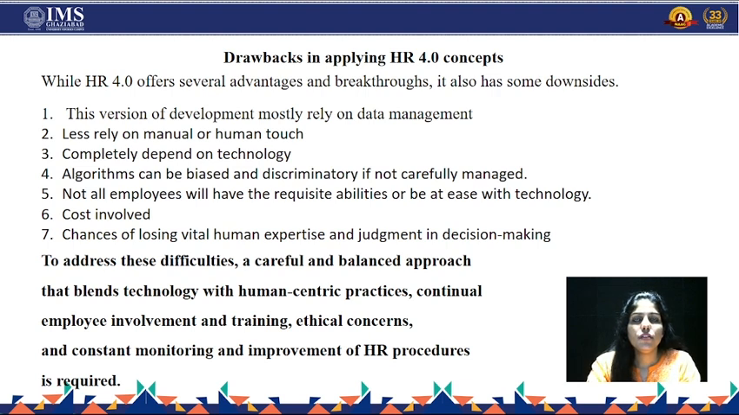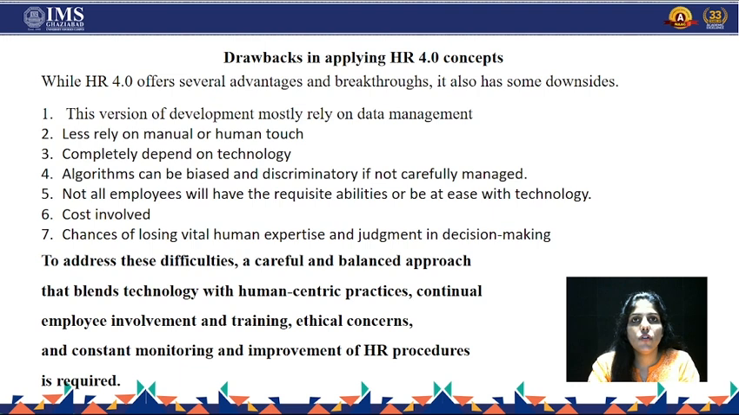Next, complete dependence on technology. Yes, with technological advancement we are moving from IR 1.0 to 4.0, and we can easily see the advancement occurring. So we are totally dependent on technology nowadays. Not all employees will have the requisite abilities or be at ease with the technology. As I already discussed, with change resistance, some employees are not able to adopt all the technological advancement. They show resistance, and they are comfortable with bureaucratic and traditional forms of practice. This is human nature, or we can say the behavior of humans. We have to deal with humans along with the technological advancement.